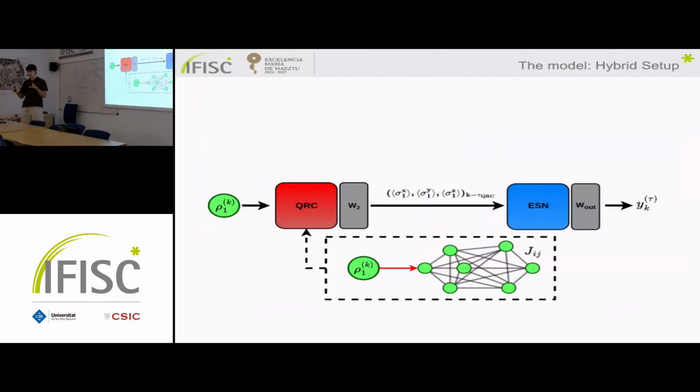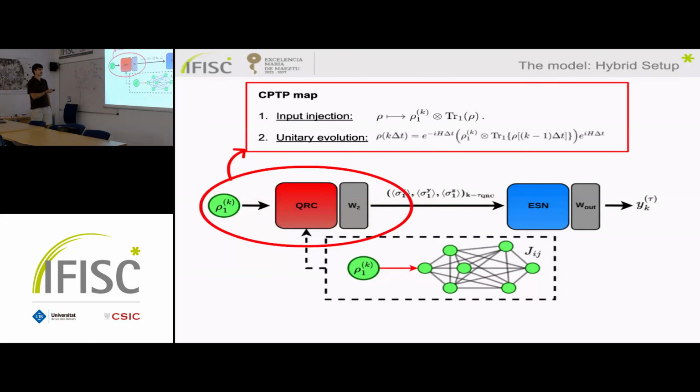So now that I've set the motivation, let's present the hybrid setup. This is just to give an idea, because now we focus on each component by itself. First, let's focus on this part, that is the input injection, the quantum reservoir computing. So we inject this input state at each time step via a completely positive trace-preserving map. This input injection is done by erasing the information from qubit 1 and injecting the U1.